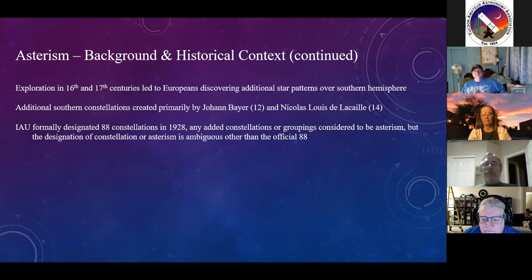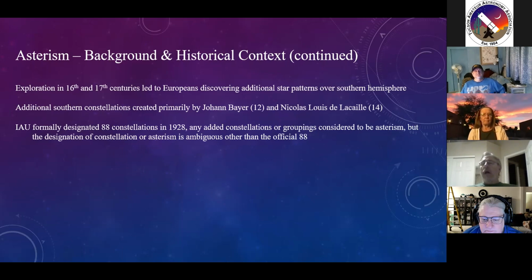Additional constellations were specified, and this is something Doug made mention of in his presentation, because certainly he covered 2 southern constellations, but Johann Bayer and Nicolas Louis de la Caille were responsible for specifying, cataloging, designing, making out most of the constellations that were in the southern hemisphere, and of course were ultimately accepted by the IAU. Here again, coming back to the IAU, looking at the designation of the 88 constellations, no longer was it ambiguous with respect to the constellations.